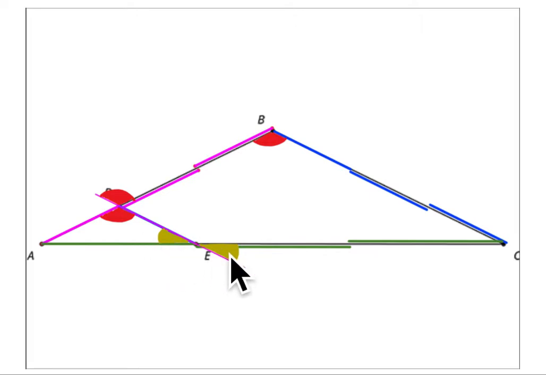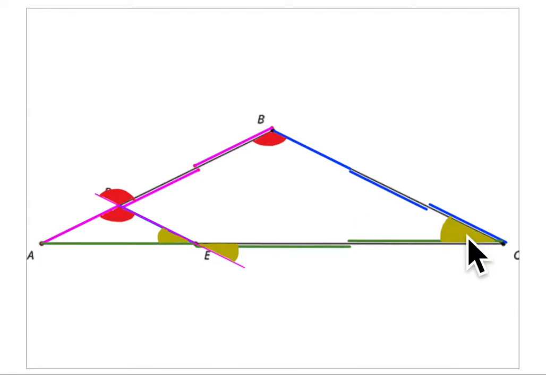This is a vertical angle. Now take this angle and rotate it 180 degrees. It's going to land right there. And so these are, again, alternate interior angles, so they are congruent. And so the smaller triangle is similar, or the larger triangle, I should say, is similar to the smaller triangle.